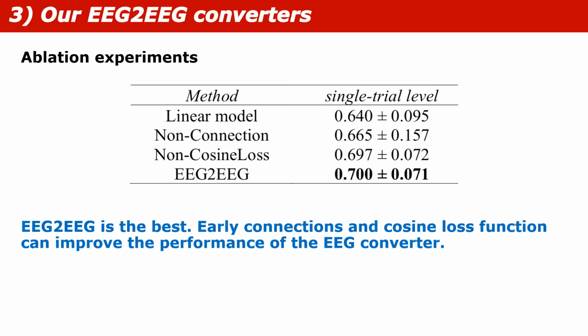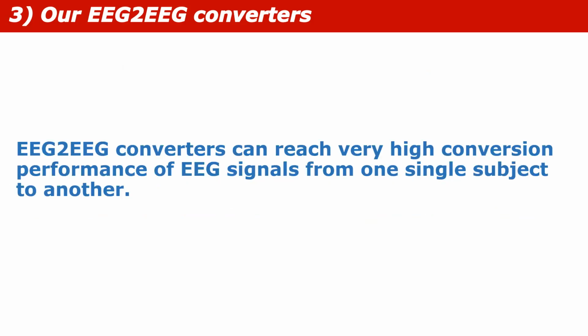So both early connection and CogSci loss function can improve the performance of the EEG2EEG converter. So we need both components. In summary, our EEG2EEG converters can reach very high conversion performance of EEG signals from one single subject to another.